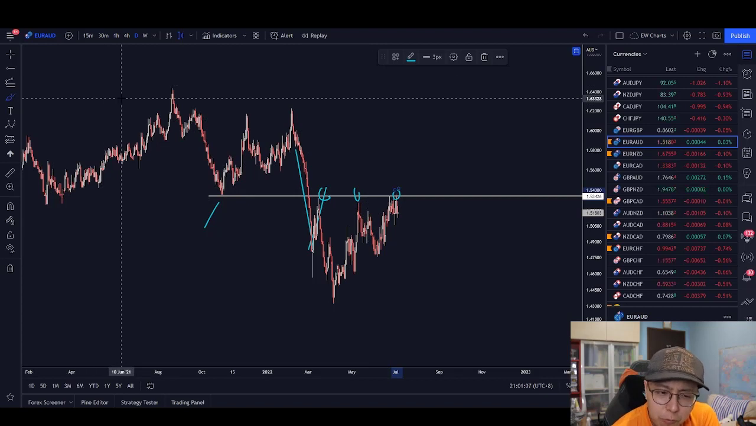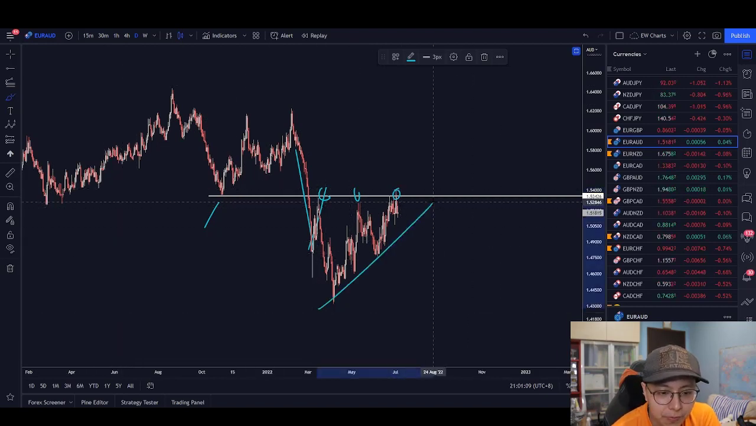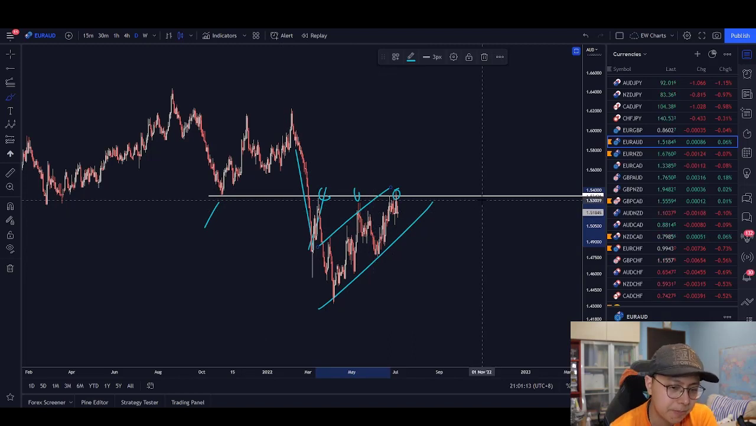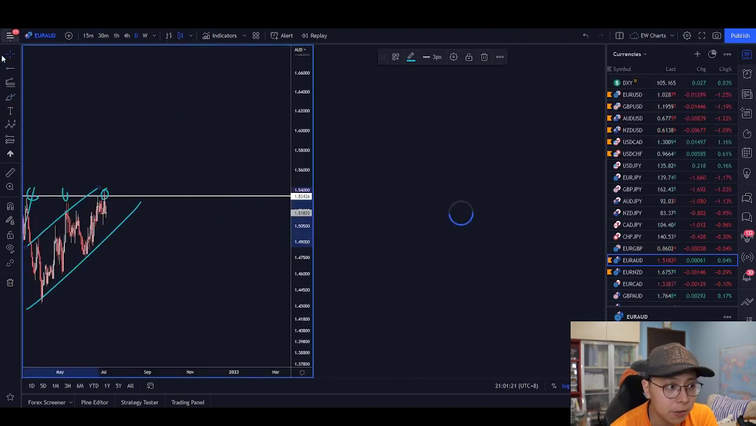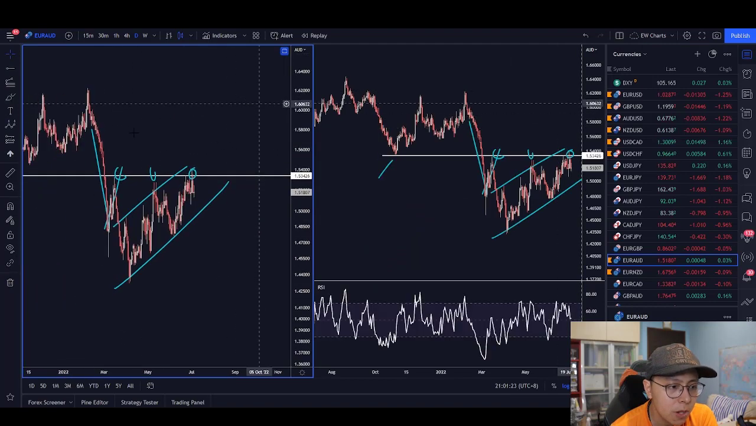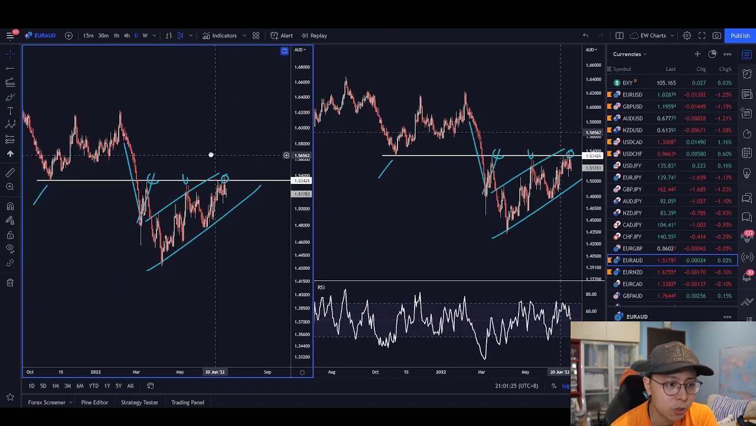I'm not sure if you're familiar with this pattern, but we talked about this pattern 2 weeks back. Where did this pattern appear? It actually appeared in euro dollar. Let me just very quickly compare these two charts for you. Again, why pattern recognition is so important.